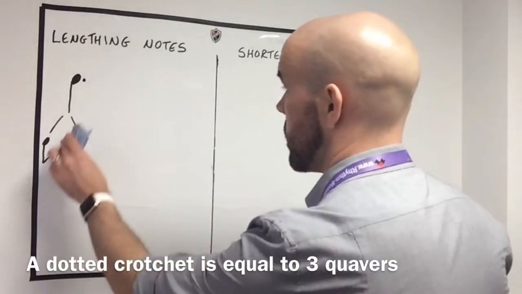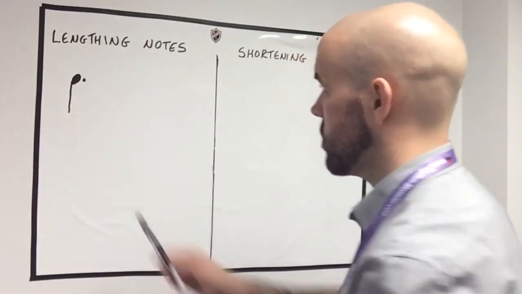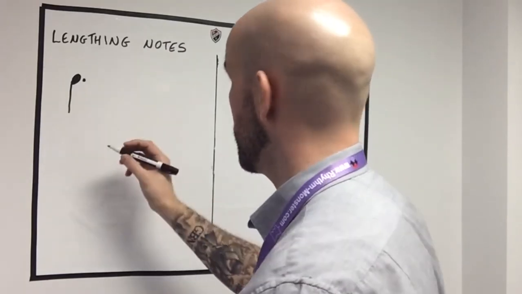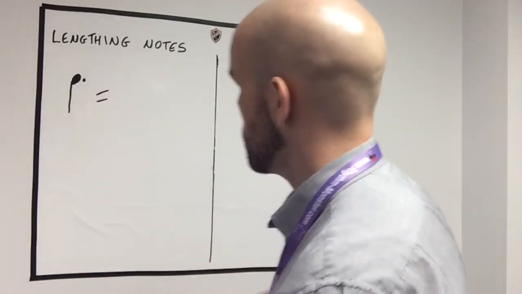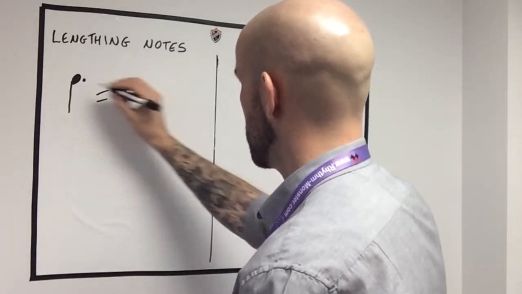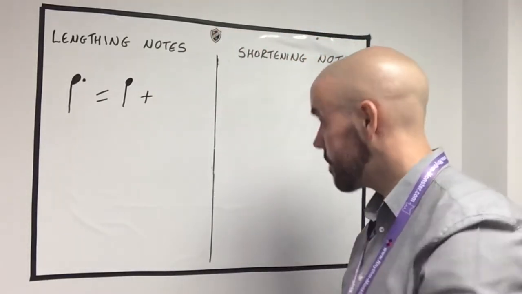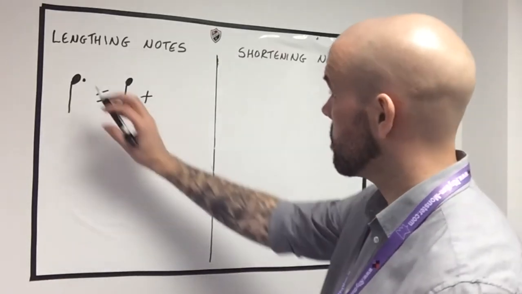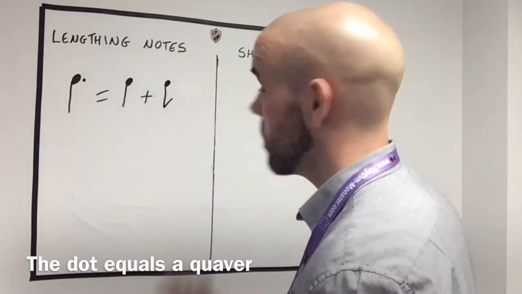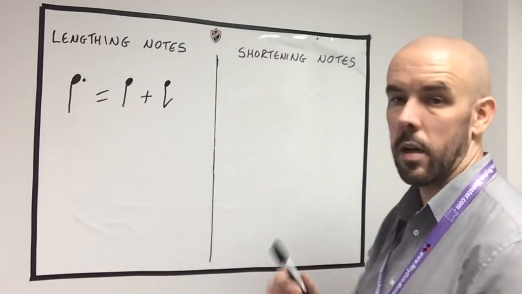So the most common way for us to increase a note's value is to place a dot over it. Let's do this as a mathematical sum. Dotted crotchet equals the crotchet you already have, plus the tail. Have a think what you think the tail's value would be. Yep, you split the crotchet in half, it's a quaver. So that dotted crotchet is the same value as a crotchet and a quaver.